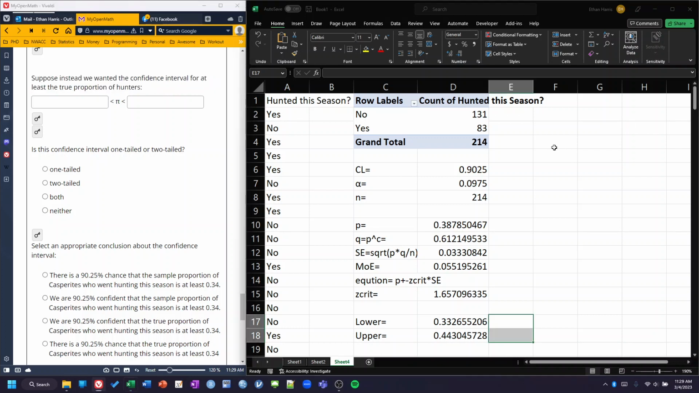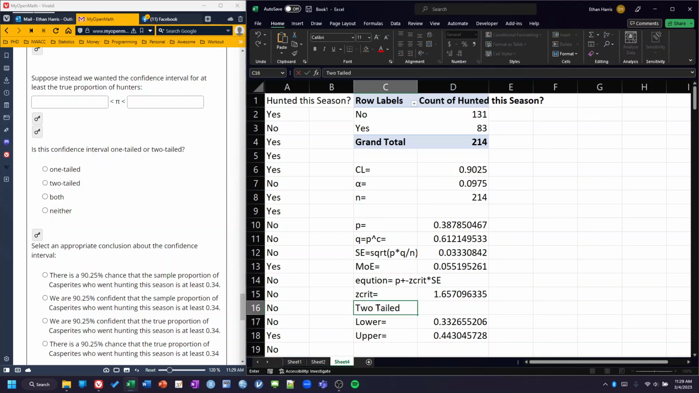Okay, so suppose instead we wanted the confidence interval for at least the true proportion of hunters. All right, so let's label this one here. This was two-tailed. Okay, so we're going to now do one-tailed, lower cutoff, because we want to say at least so many.